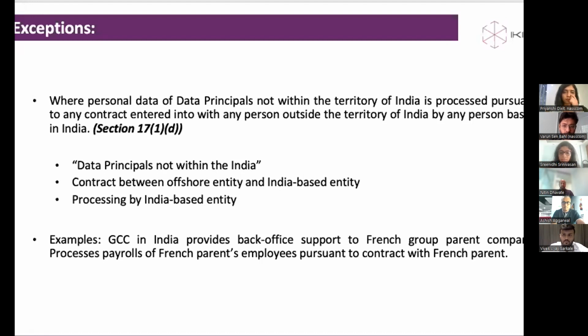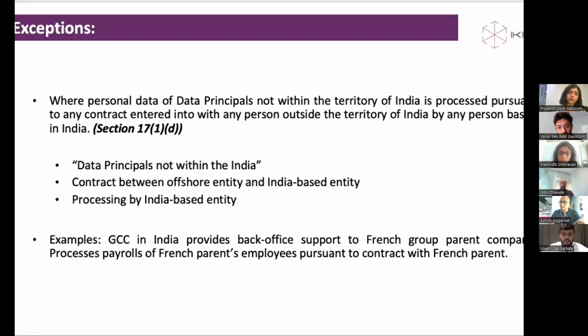Take an Indian IT BPM company processing employee payrolls on behalf of your French headquarter company, all for French residents. In that situation, there's no Indian data involved, is the logic. There's no Indian connection here, except for the fact that you're an India-based entity, but the data itself doesn't relate to individuals who are within India.